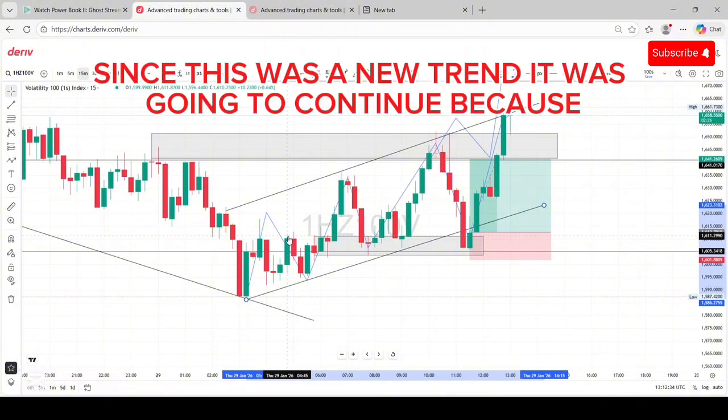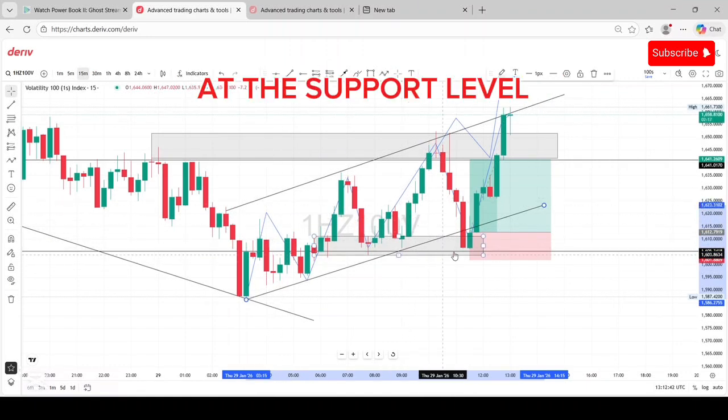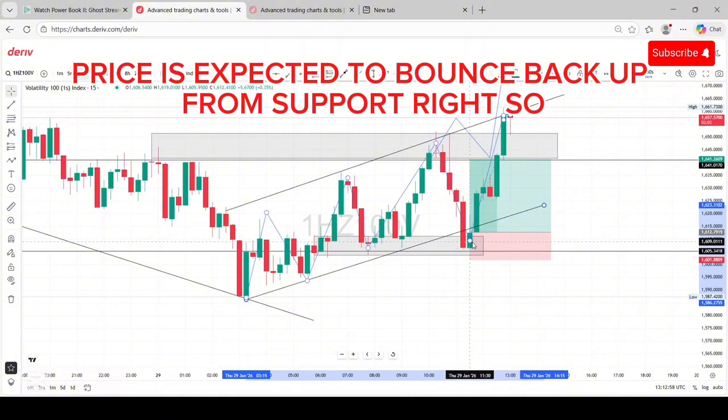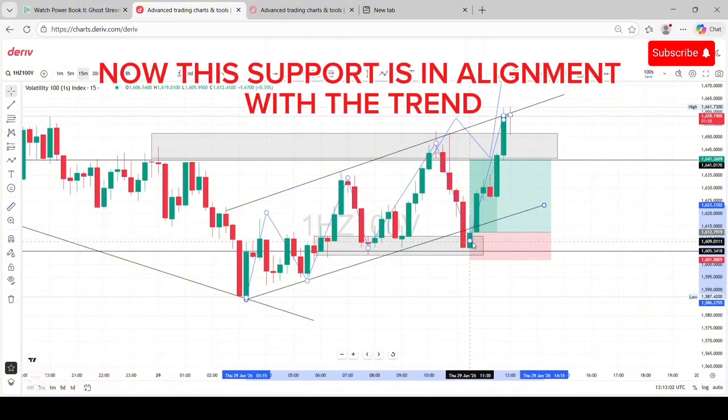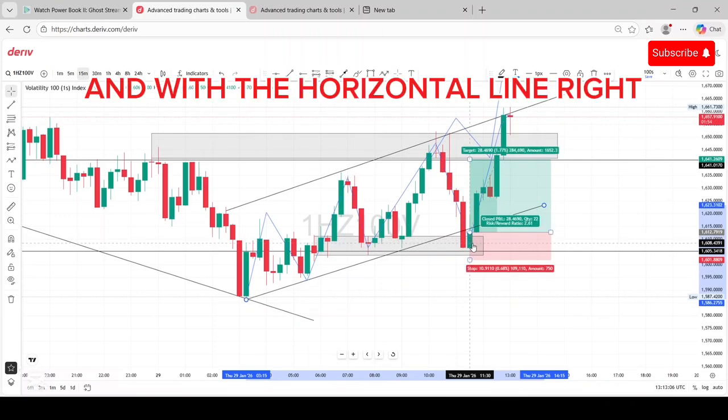So since this was a new trend, it was going to continue, because at the support level, price is expected to bounce back up from support, right? So now this support is in alignment with the trend and with the horizontal line, right?